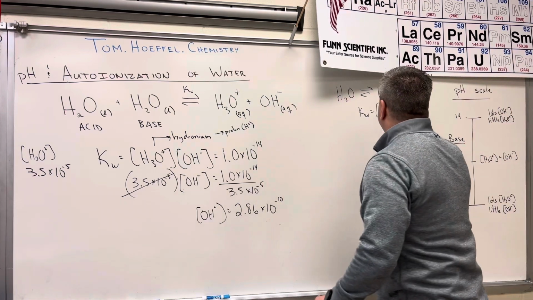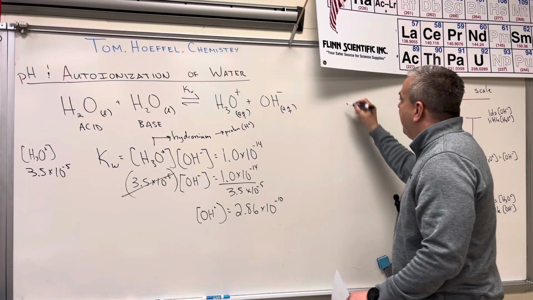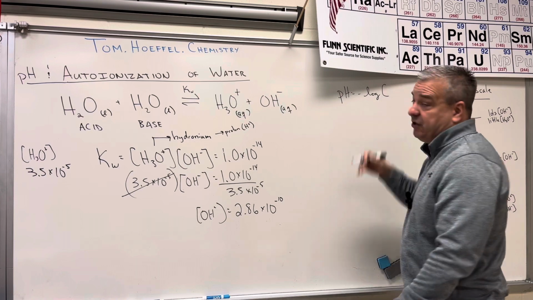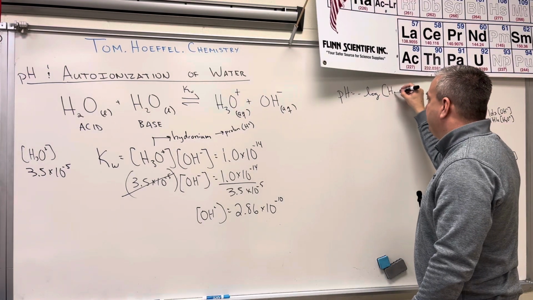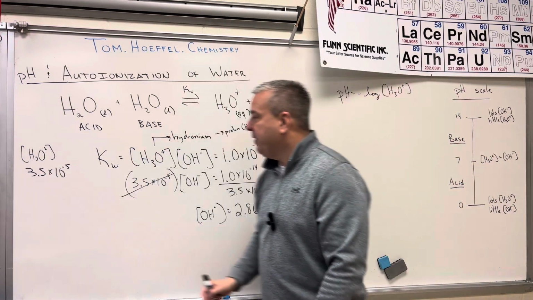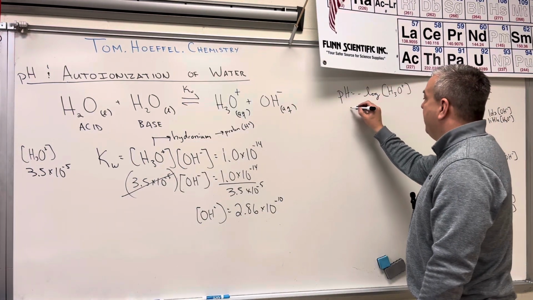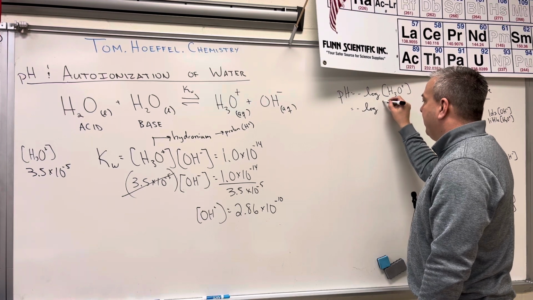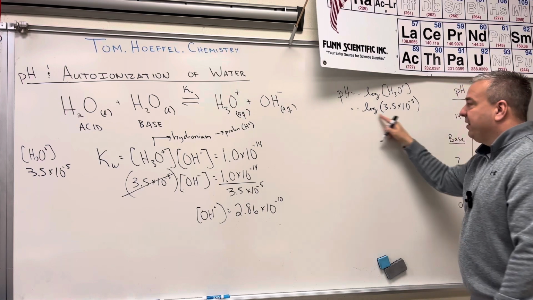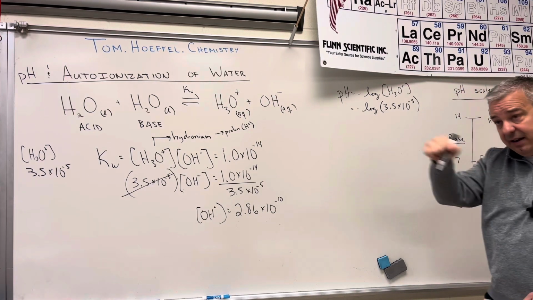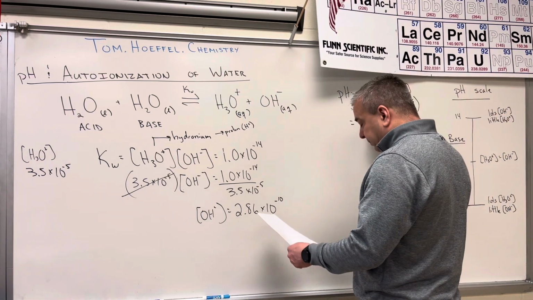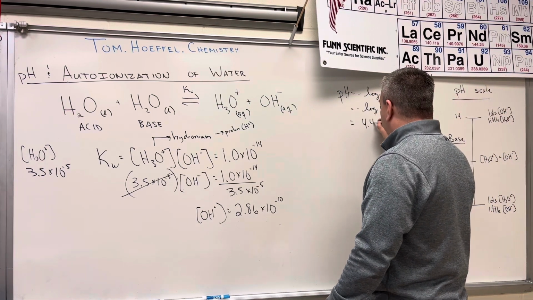So I'm going to come up here and erase this guy right here. pH is equal to the negative log of the concentration of either protons or hydronium ions. So I'm going to take this value of 3.5 times 10 to the negative 5 and plug that into the equation. So the negative log of 3.5 times 10 to the negative 5, I plug this into my calculator, and I get a pH that's equal to 4.46.